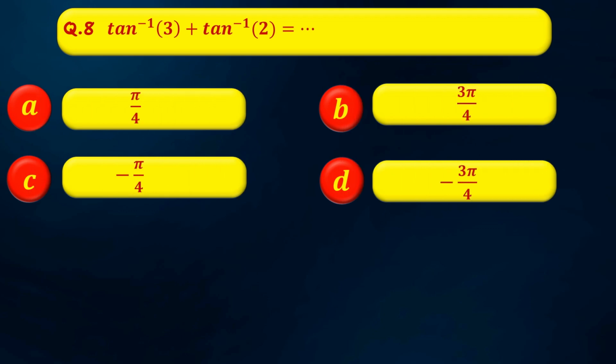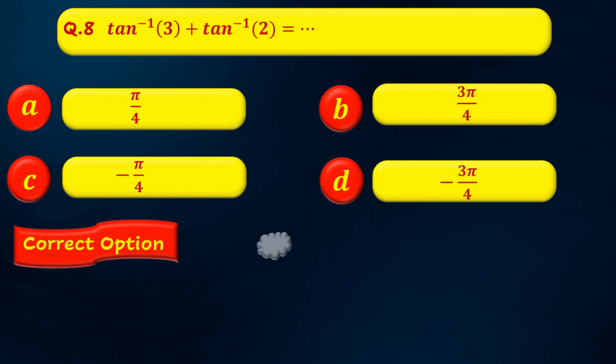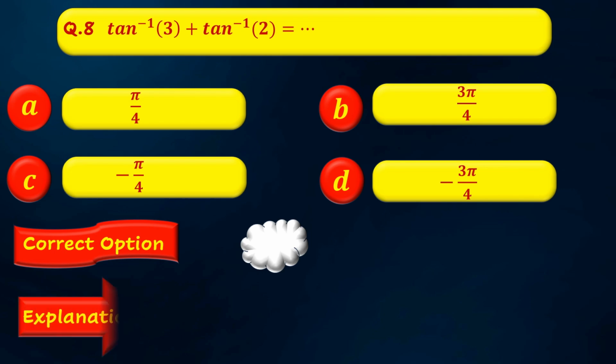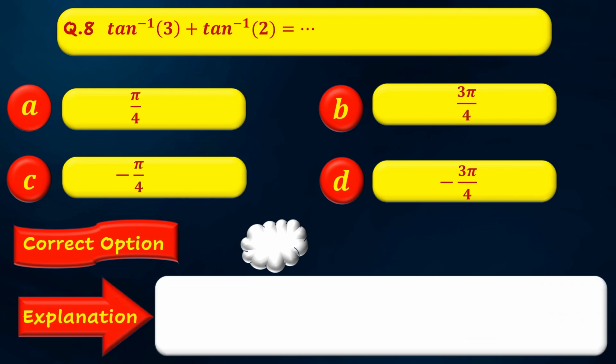Question number 8. Tan inverse 3 plus tan inverse 2 is equal to, and the options are, let's find out which one is the correct option, but before that let's explain it. Here we notice that a is equal to 3, which is positive, and b is equal to 2, which is also positive. Also we have the product ab is equal to 6, which is greater than 1.